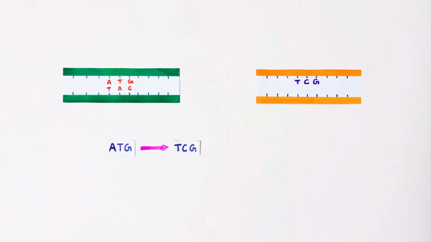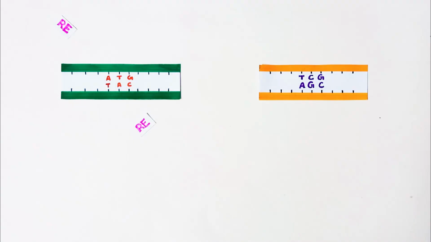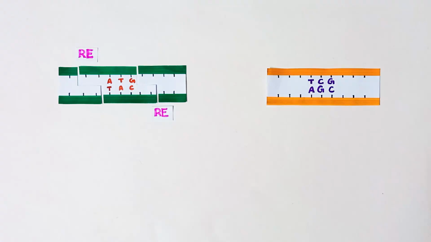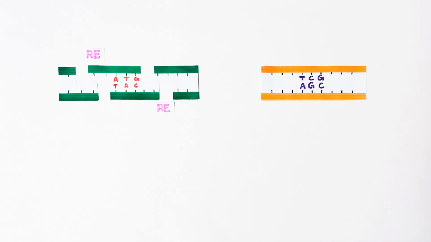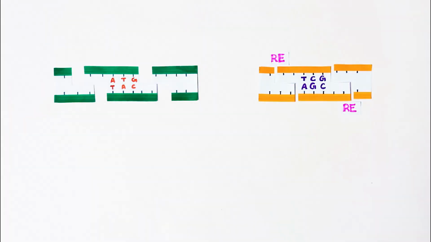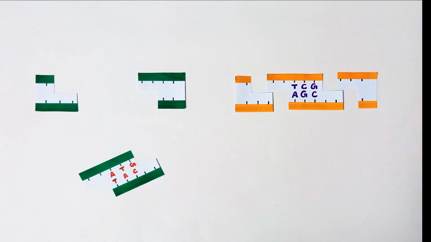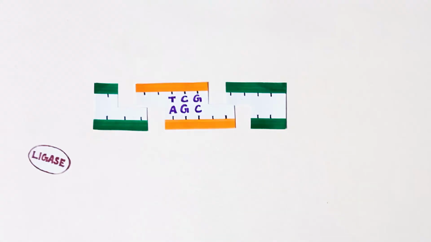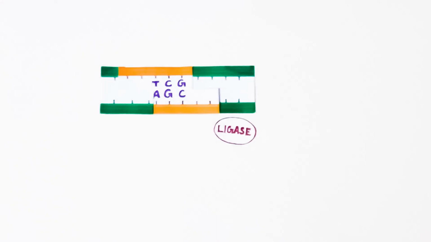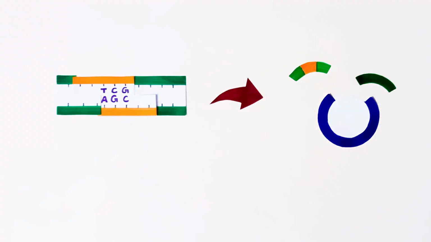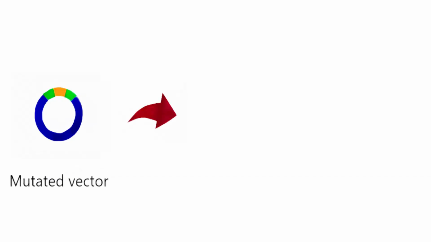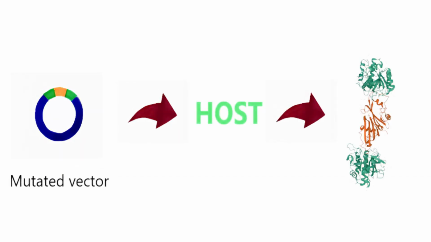containing TCG is synthesized. Restriction enzymes are added to cleave the target DNA at specific recognition sites, removing nucleotides both upstream and downstream to ATG. This results in the formation of sticky ends in the target DNA. The same restriction enzyme is used to digest the cassette to achieve specificity. Now, the cassette is ligated into the target DNA with the help of DNA ligase. The mutated vector is then transformed into the host and the protein with the required mutation is synthesized.